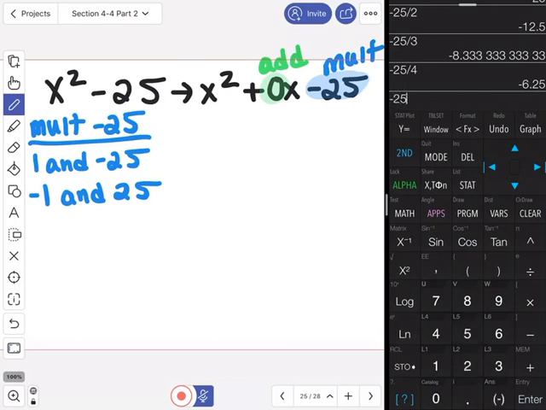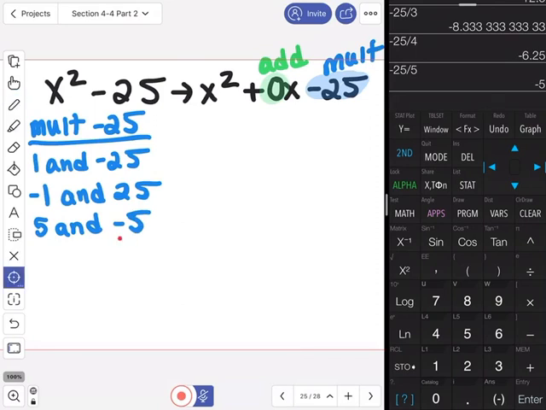And negative 25 divided by 5 is negative 5. So we can list this as 5 and negative 5. Now, typically our next step would be to check the negative 5. However, we can see we've already done that, meaning that we're done.